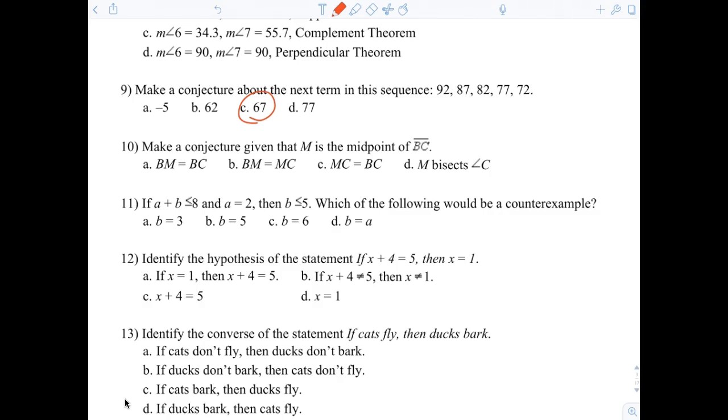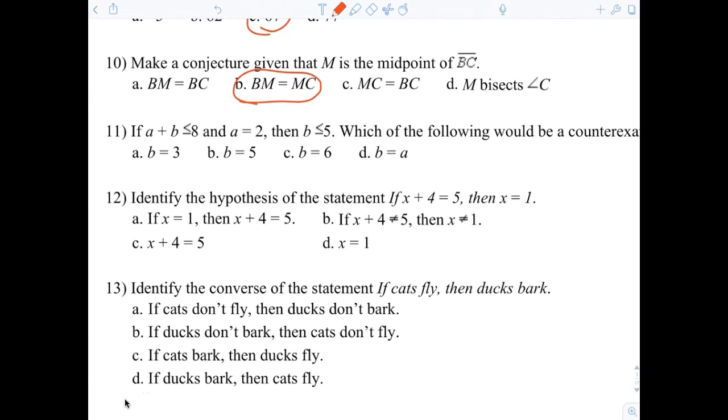Now, what do we know is true if we make a conjecture? If M is the midpoint of BC, BM equals there we go. If A plus B is less than or equal to 8, and A equals 2, then B is less than or equal to 5. So listen. If A is 2, that means 2 plus B has to be less than or equal to 8. So B has to be less than or equal to what? 5.